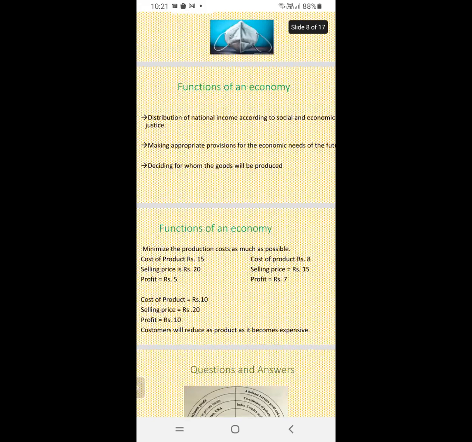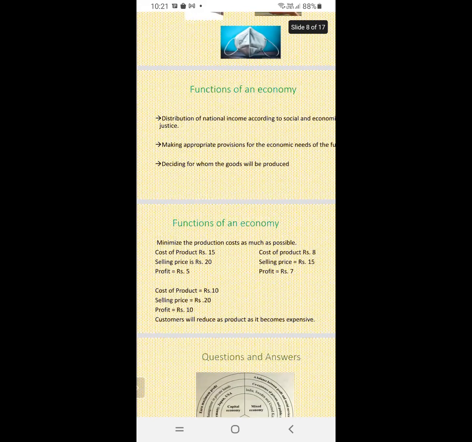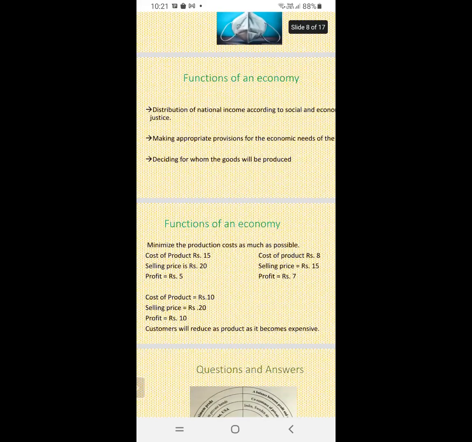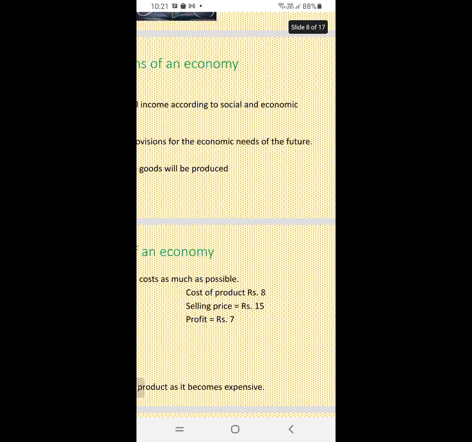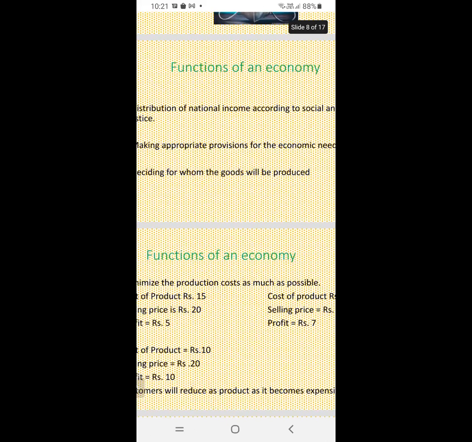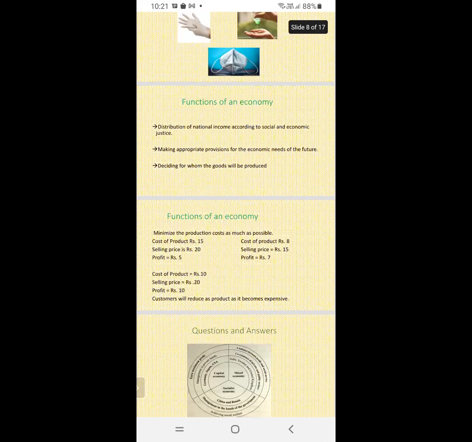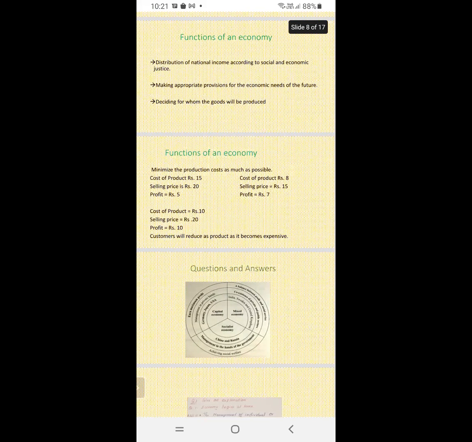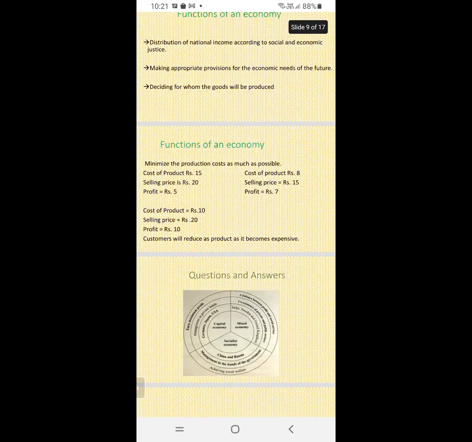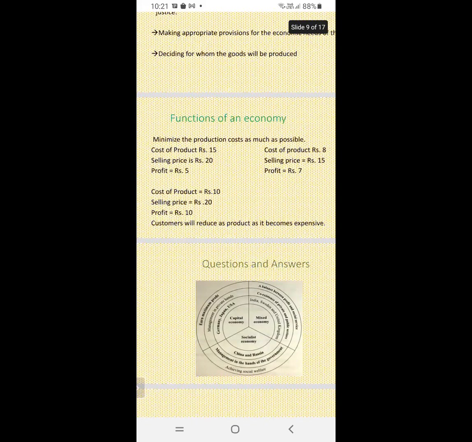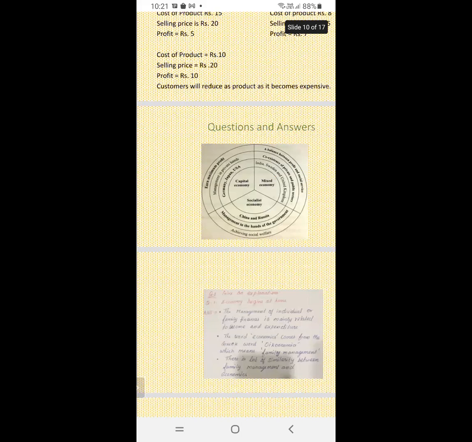The functions of economy mean distribution of the national income according to social, economic, and justice principles, and making appropriate provisions for the economy's future needs, deciding for whom the goods will be produced, what, when, and where. All these questions come through the economy. It means how it functions: the production, for whom we have to produce, what amount we have to produce, and at what rate. All this comes under economics.